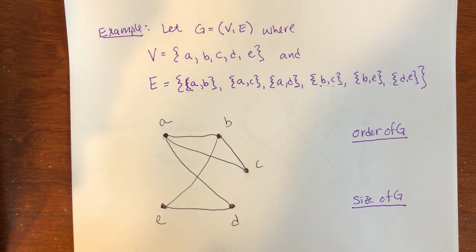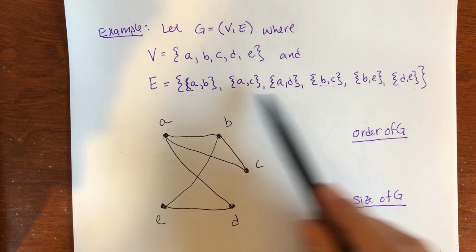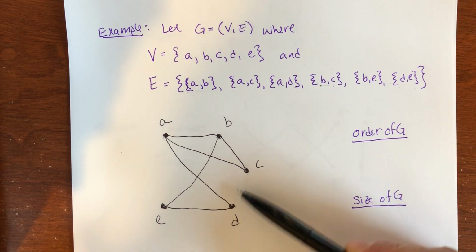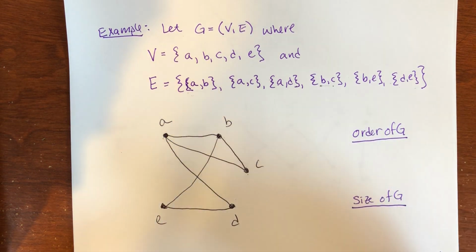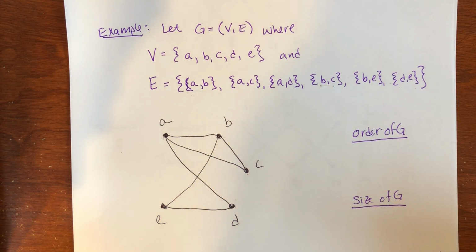edge set. Okay, so notice, for example, the set CD doesn't occur in the edge set, so we don't have a line connecting C to D. And similarly for A to E. So we don't need all of the 2 element subsets, we just need some of them, right?